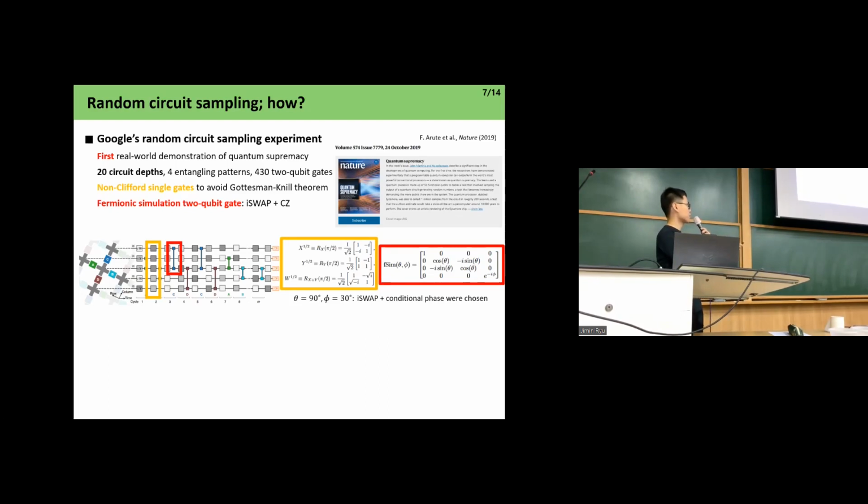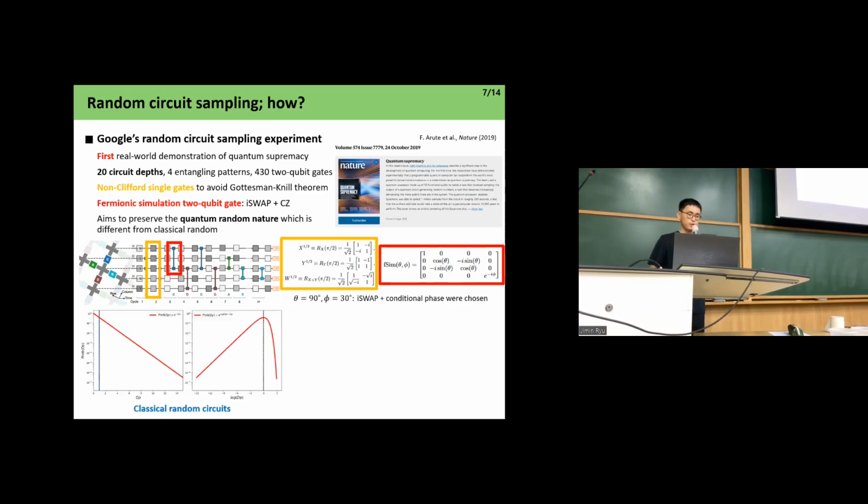Google used specific angles, theta equals 90 degrees and phi equals 30 degrees, for the specific experiment purpose. After all of this, they measure the probabilities of the outcomes and plot them to capture the quantum random nature. So what is a quantum random nature? After all, it is random circuit sampling, so it should be related to some quantum random nature, right?